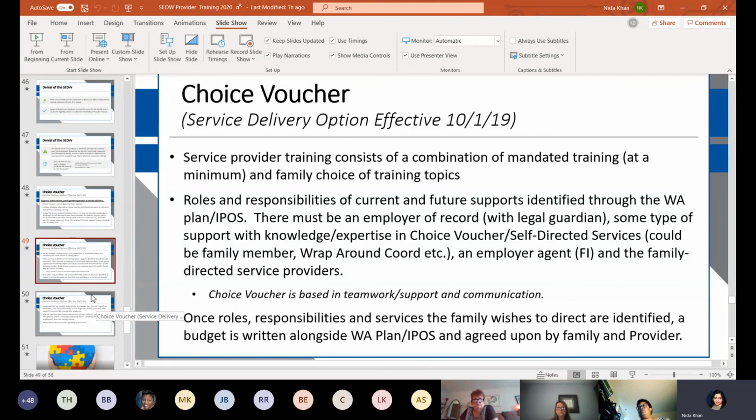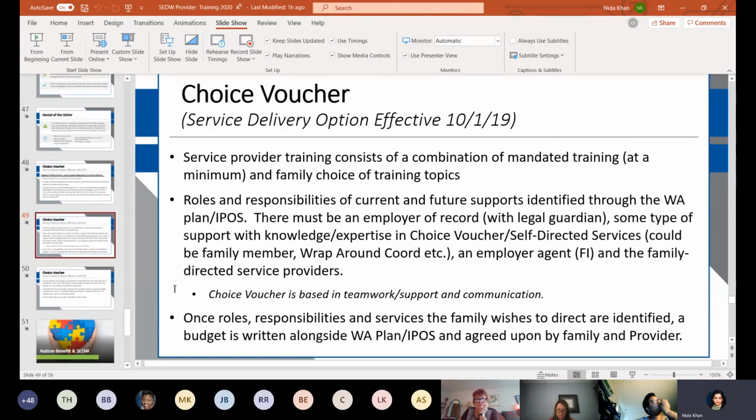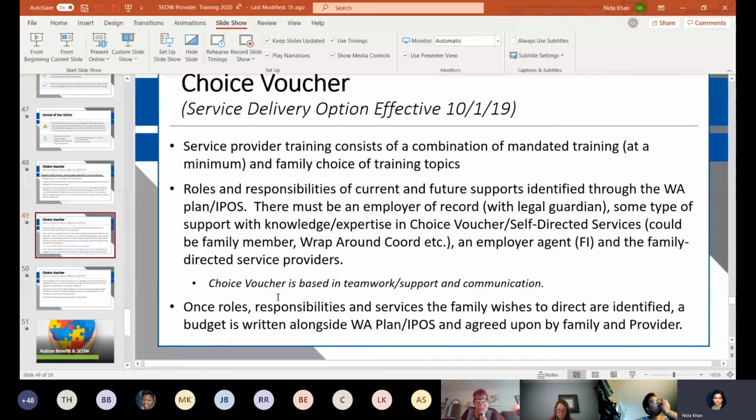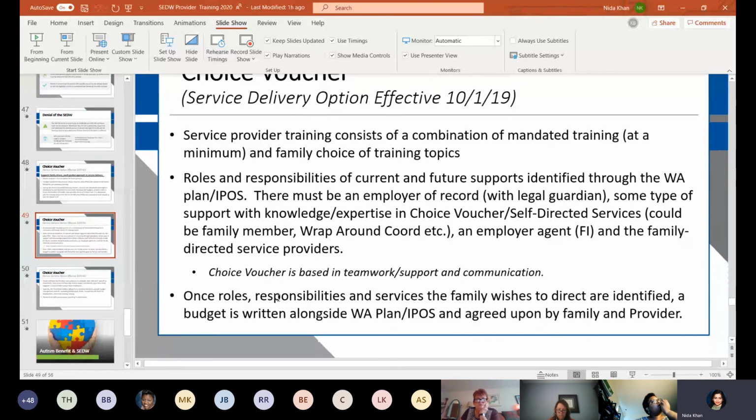So choice voucher basically is teamwork. In a simple sense, it's a team of individuals identified by the individual as well as the family to help the individual with their services. They have the freedom to hire whoever they would like for their services. And once roles, responsibilities, and services have been identified, then there is a budget. And who really is responsible for this budget?